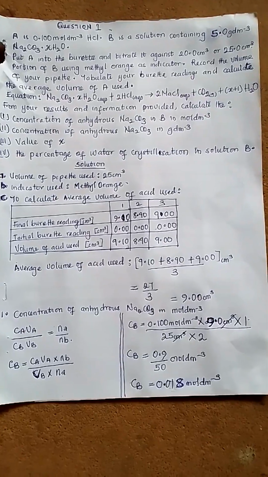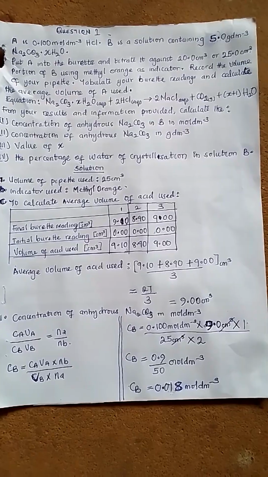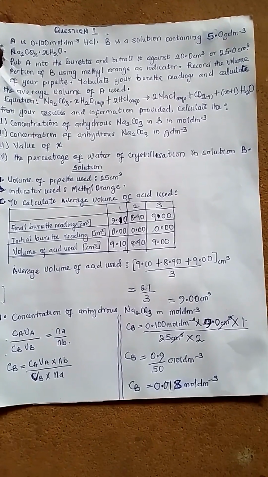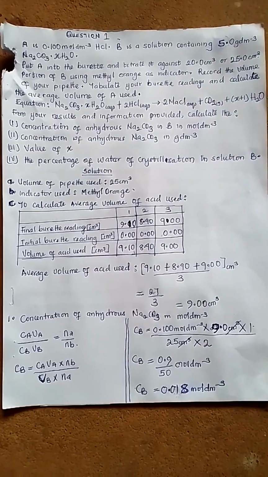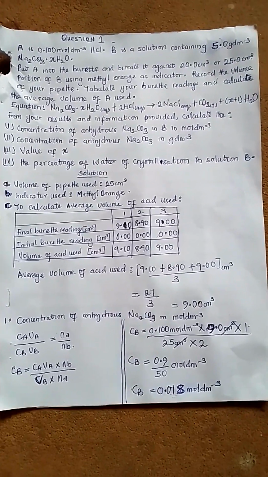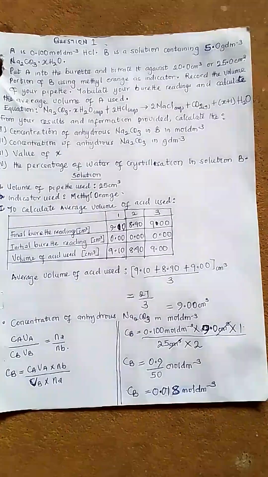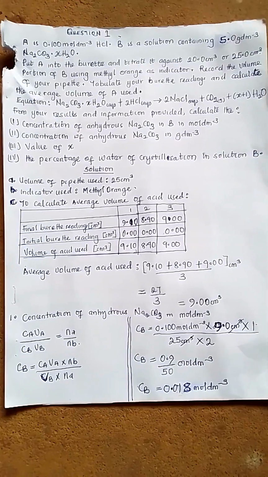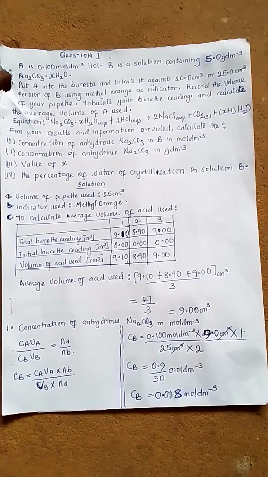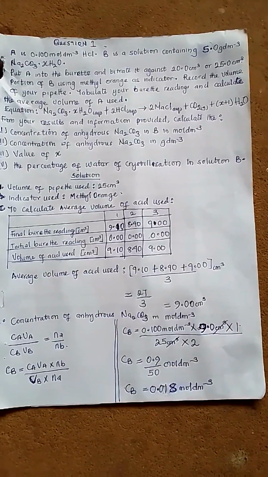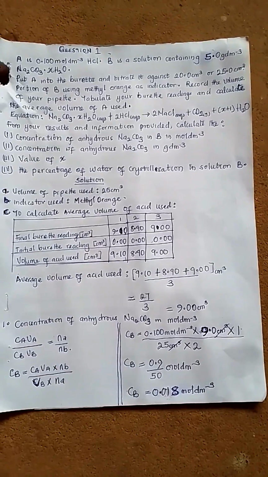So let's look at question number 1. It states that we should find the concentration of anhydrous sodium carbonate in mole per dm cube. That's without the water of crystallization. You use the general formula CAVA over CBVB is equal to NA over NB. Remember, our NA over NB is from our equation, the number of mole of acid all over the number of mole of base. When you make CB the subject of the formula, you have CAVA multiplied by NB all over VB multiplied by NA.